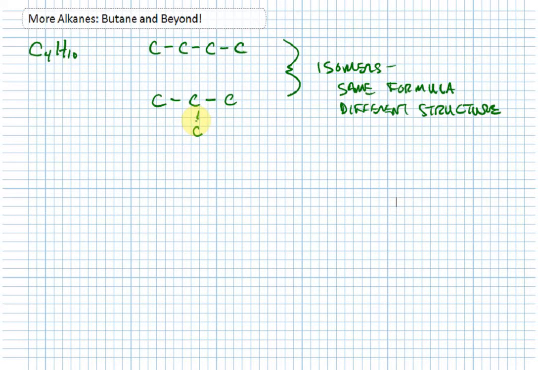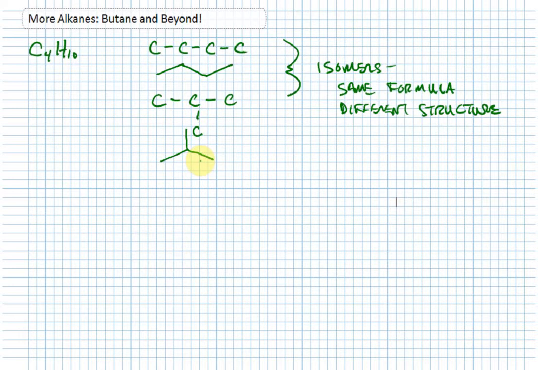If we were to draw the skeletal structures of these two, the skeleton for this one would be, again, 1, 2, 3, 4, where the end of each line represents a carbon. So 1, 2, 3, 4 carbons. The structure for this one would be, first we'll draw the longest chain, 1, 2, 3, and then branching off that middle carbon is the central carbon. So there would be the skeletal structure for that one. Looking at the skeleton, it's pretty obvious to tell that these are different structures.